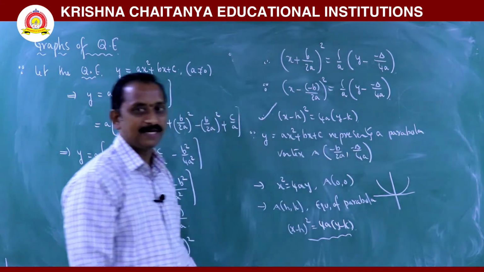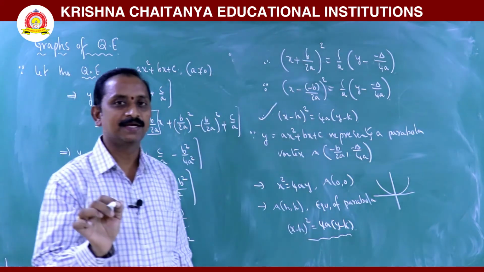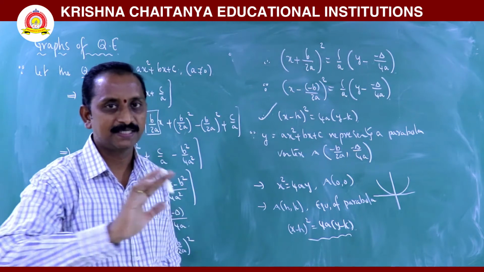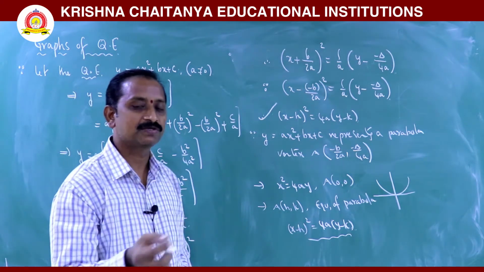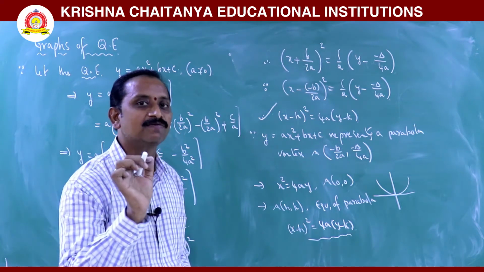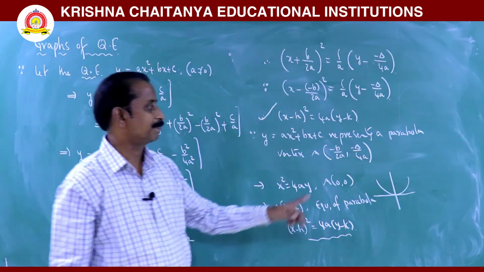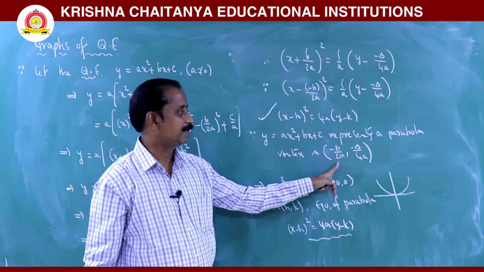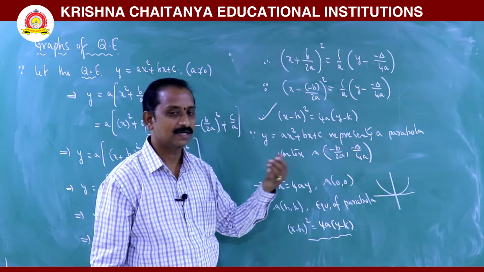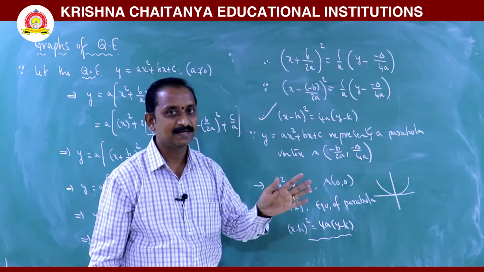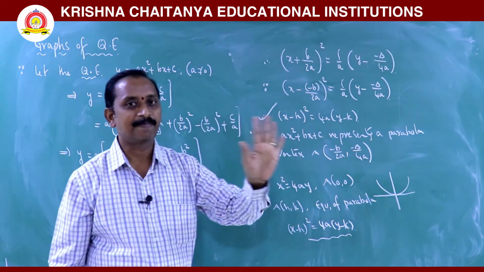So keep in your mind, any quadratic equation or expression represents a parabola. Without expanding ax square plus bx plus c, what is the vertex? The vertex of the parabola is nothing but (minus b by 2a, minus delta by 4a). So our assumption is clear cut: a quadratic is a parabola.